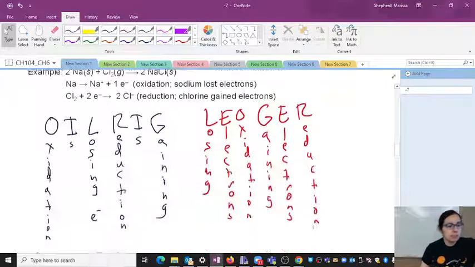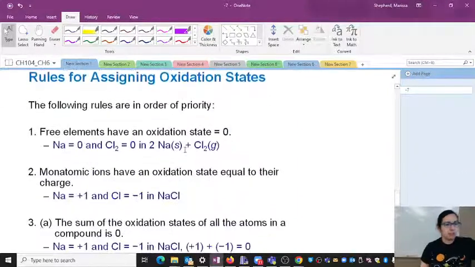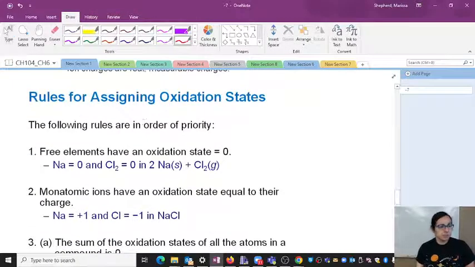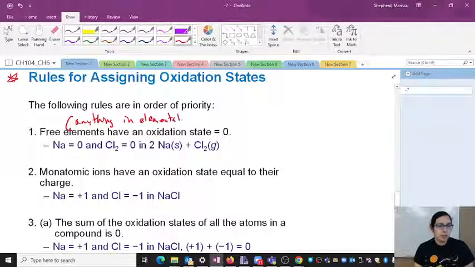And so now let's look at how to assign oxidation states. So, sorry, skip down here. This is important. The first rule is free elements have an oxidation state of 0. All this means is anything in its elemental form. That means for your diatomics, you're going to have an oxidation state of 0. Your metal should be 0. So everything just in its elemental form is 0.